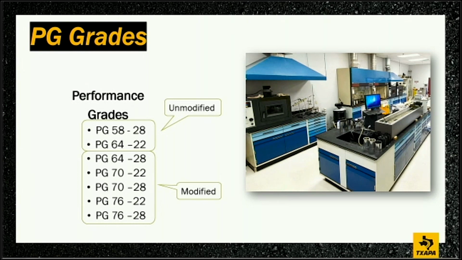We have a few places up north that will differ from that. They might be a 58 up north, but most of Texas is 64 minus 22. And that's an unmodified. That's our base grade. Yeah, and you're going to go into a lot more on the whole modification process as well.